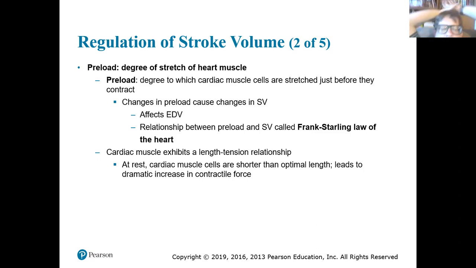Cardiac muscle has a length-tension relationship. When we're at rest, the muscles are shorter than the optimal length, which leads to a dramatic increase in how well they can contract.